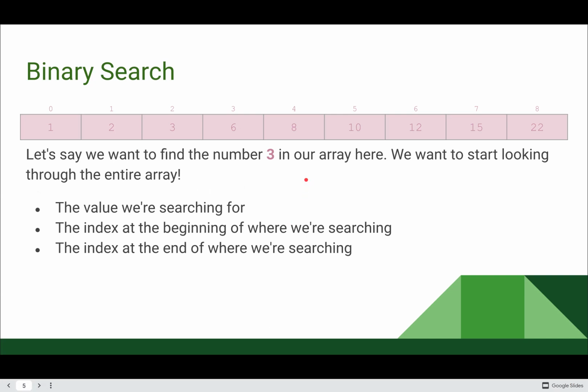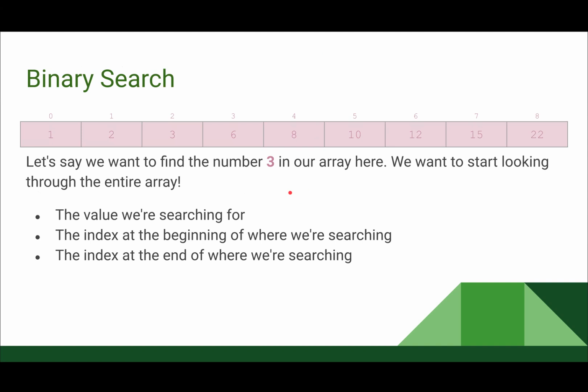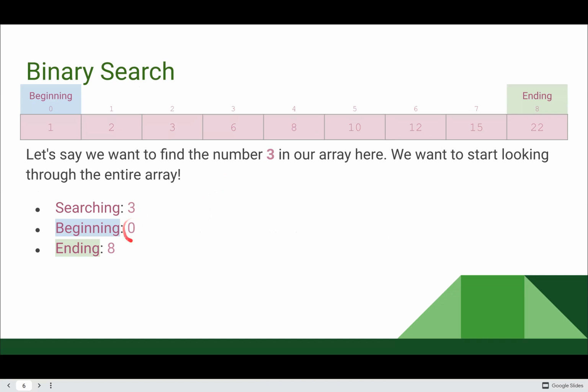So let's say we want to find the number 3 in this here array. We are going to want to start first by looking at the entire array. So the value we're looking for is the number 3. Our beginning index is 0. Our ending index is 8. It's the final element in our array.